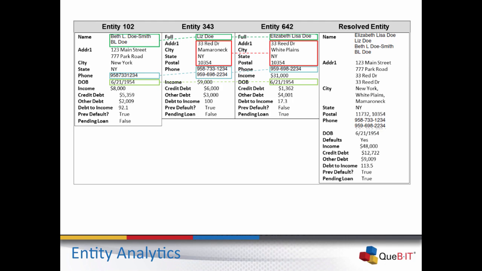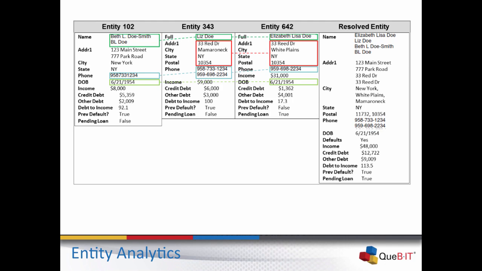So what are we looking at here? Well, we're looking at 3 different data sources, and those data sources have identified what at first appears to be 3 different entities: Entity 102, 343, 642. Now, as humans, we can look at this and almost immediately see that something funny is going on here. We can see that Beth L. Doe Smith, Liz Doe, and Elizabeth Lisa Doe look like they've got a lot of similarities.